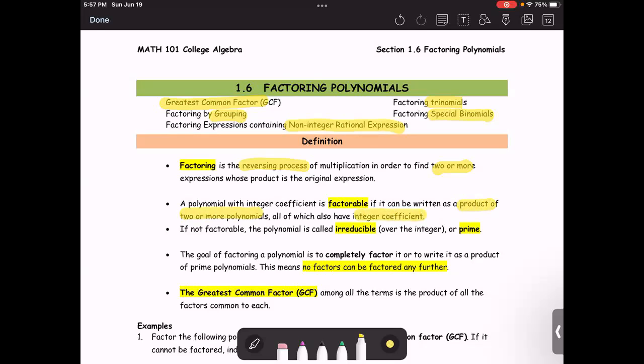If not factorable, the polynomial is called irreducible, or we call it a prime polynomial. The goal of factoring a polynomial is to completely factor it, or to write it as a product of prime polynomials. This means no factors can be factored any further. The GCF, or the greatest common factor among all the terms, is the product of all the factors common to each.